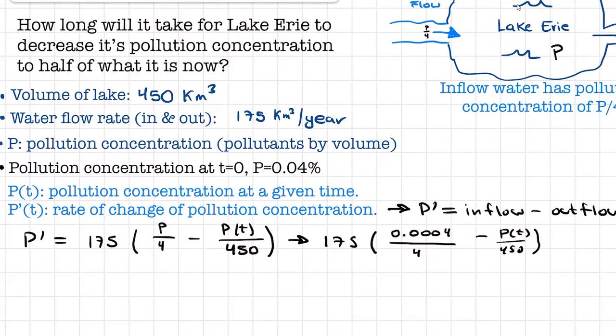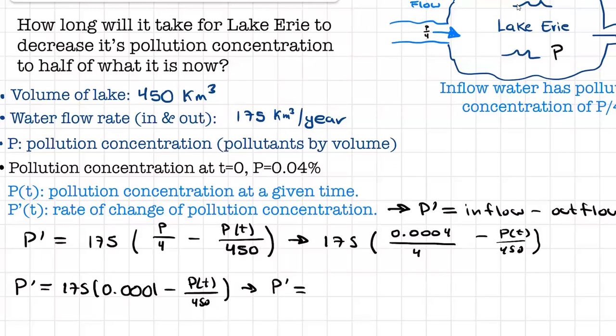So let's continue solving. We'll continue simplifying, and we're going to get that P prime is equal to 175 times 0.0001 minus P(t) over 450. And if we rearrange things in here, once we multiply the 175, we're going to get P prime is equal to 0.0175 minus 175 over 450 P(t).